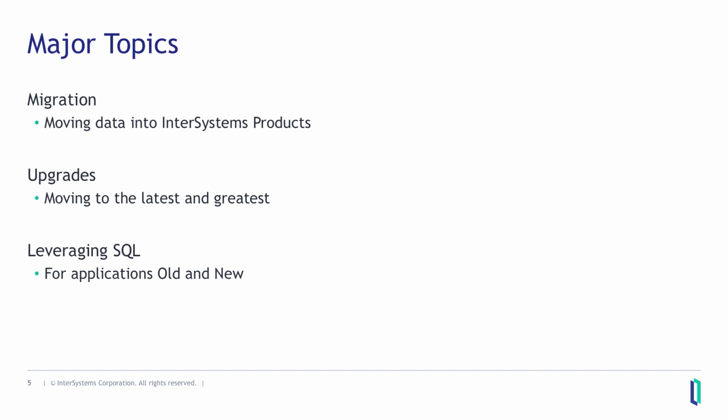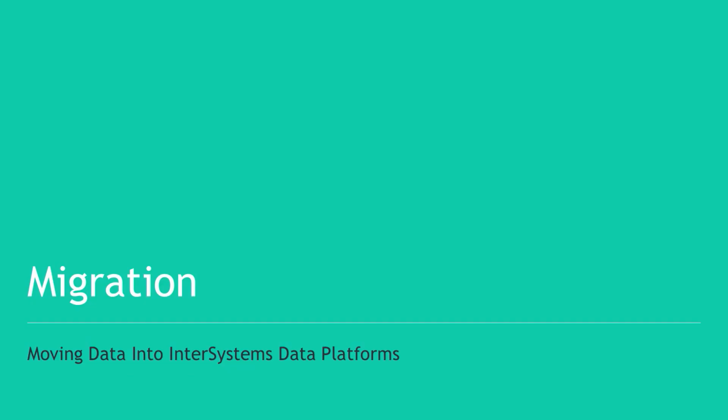So first, migration. Second, we're going to talk a little about upgrades. Upgrades is upgrading either to InterSystems Iris or just upgrading your Cache or Ensemble. Causes some people some headaches. I want to talk about some common problems, some common solutions, things to look out for. And last, I'm going to talk about ways to leverage SQL for your new applications, which you're excited about now, and the old applications which you've written and are hopefully still excited about today. So let's hop into it.